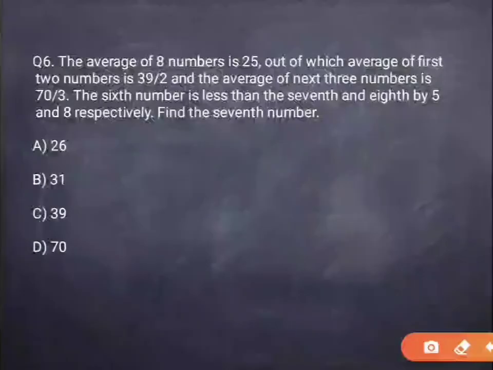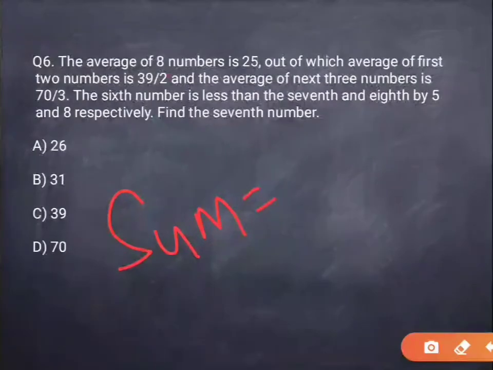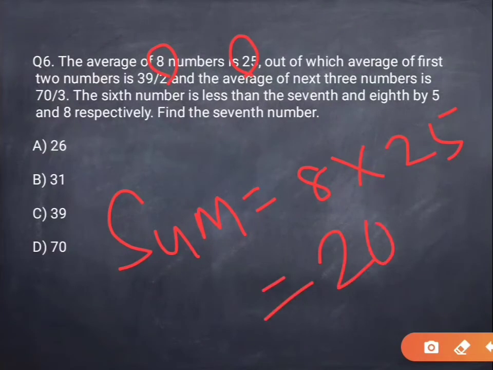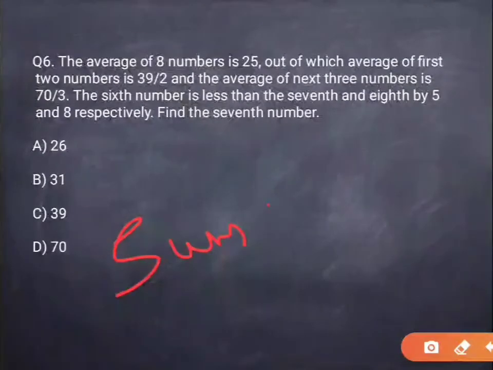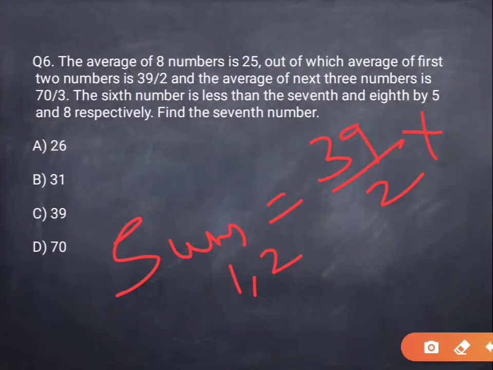Average of 8 numbers is 25. Then what will be the sum of 8 numbers? Number of observations into average. That is 8 into 25, that is equal to 200. Now it is given that the average of first two numbers is 39 by 2. Then sum of first two numbers will be 39 by 2 into 2, which is 39.